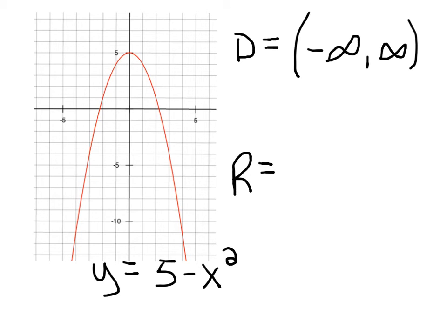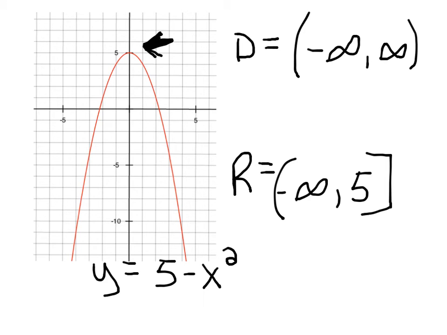The range, however, never gets bigger than 5. Range is like bottom to top. So the bottom values are negative infinity, but it's never going to get bigger than 5. It is, however, going to be equal to 5. So I'm going to put a bracket here showing that it can equal 5.